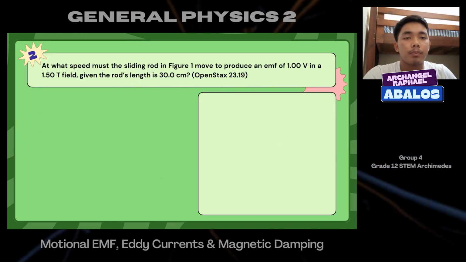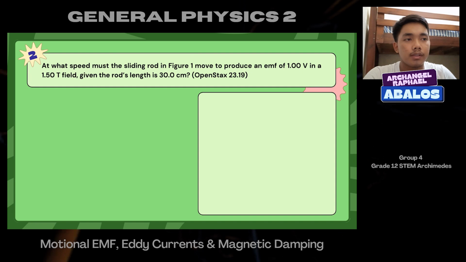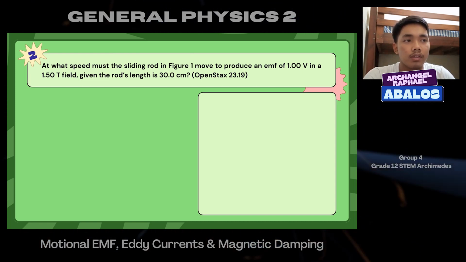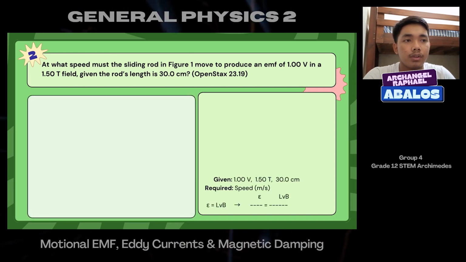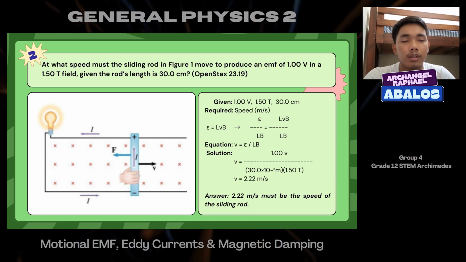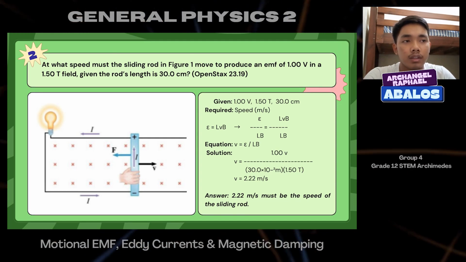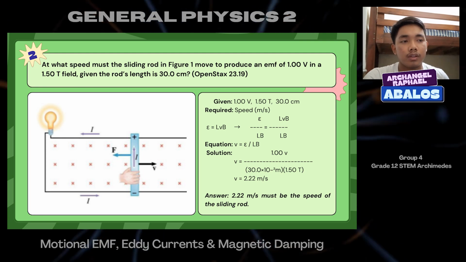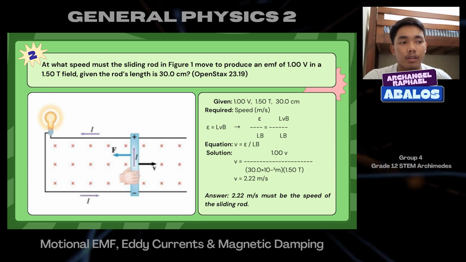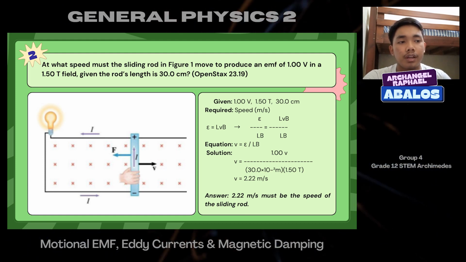So for our sample problem number 2, at what speed must the sliding rod in figure number 1 move to produce an EMF of 1 volt in a 1.50 Tesla field, given the rod's length is 30 centimeters? So una, ang given natin is 1 volt, 1.50 Tesla, 30 centimeters, which is the length ng rod. Based from the problem pa lang, ang hinahanap natin is speed. Bali, using the motional EMF and deriving it, mahahanap natin ang value ng speed.